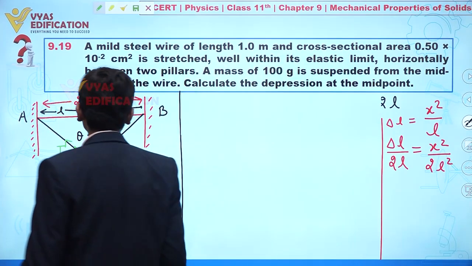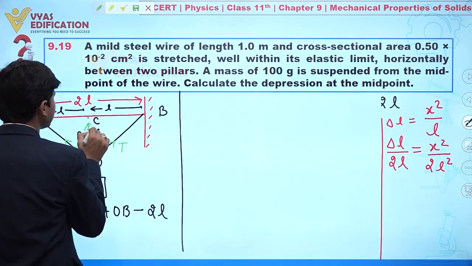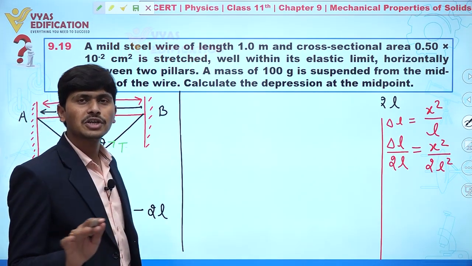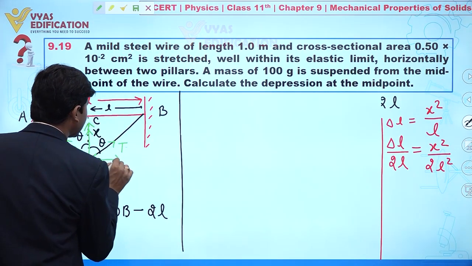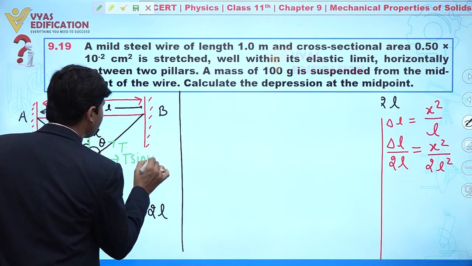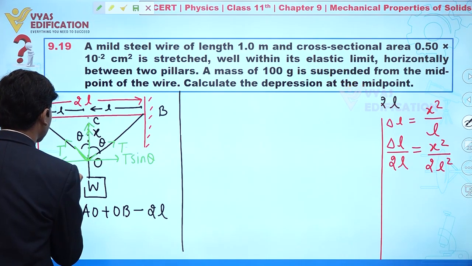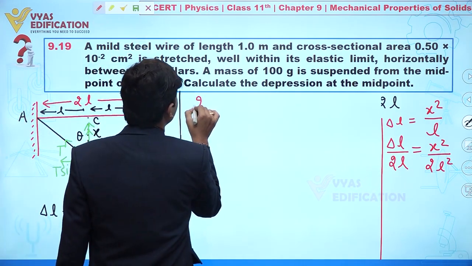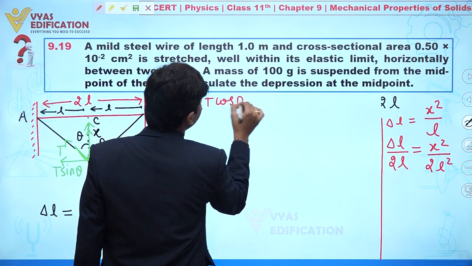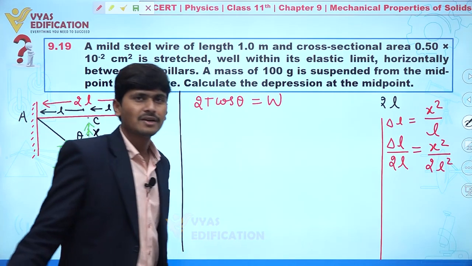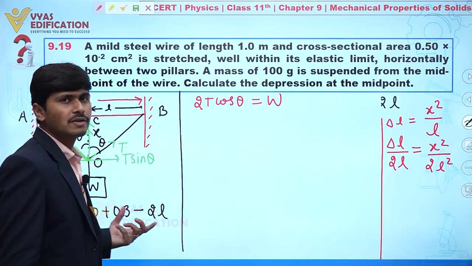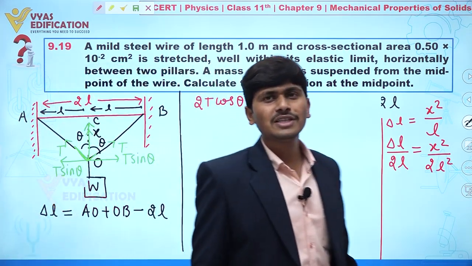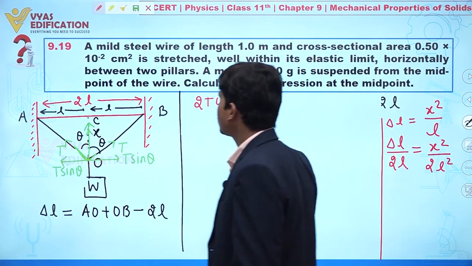Clear? Now we can say if I take here two components of the tension in an upward direction, both will be T cos theta. Clear? In this direction we will find this is T sin theta and this one is also T sin theta. Clear? So from here you can write like this, 2T cos theta should be equal to W. Clear? 2T cos theta should be equal to W. Now my objective in this question is to calculate cos theta.